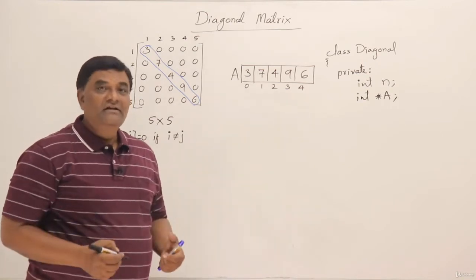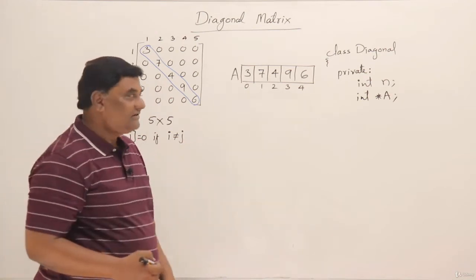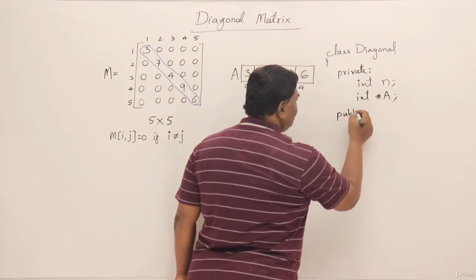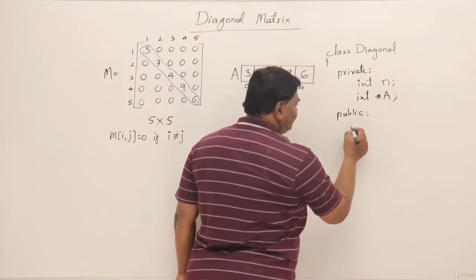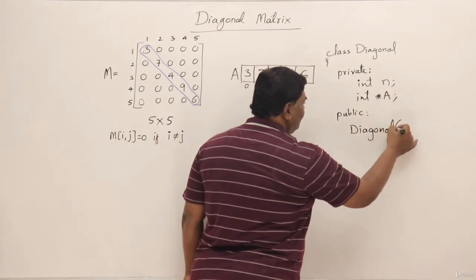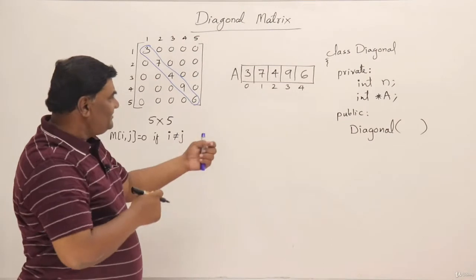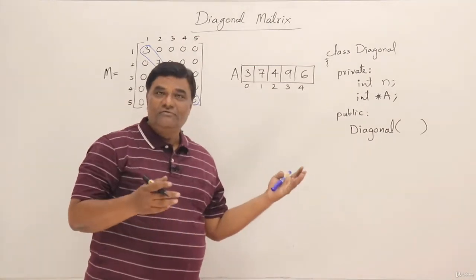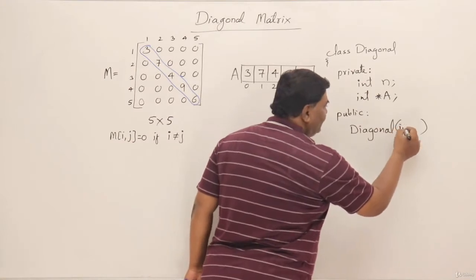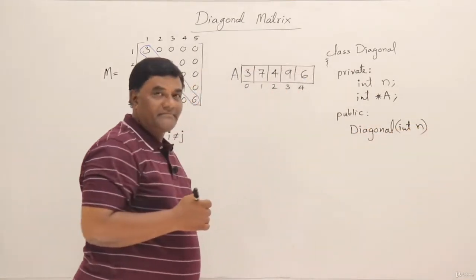The next thing I should write is a constructor. So constructor inside public, I will write a constructor for diagonal. When you are creating an object of this, what do we need? We need the dimension, whether it is of size 5 or 4, whatever it is. So let us take int n, which will take a dimension.